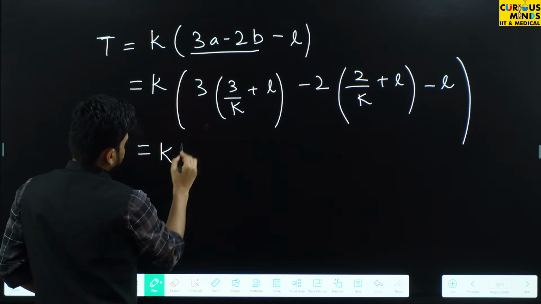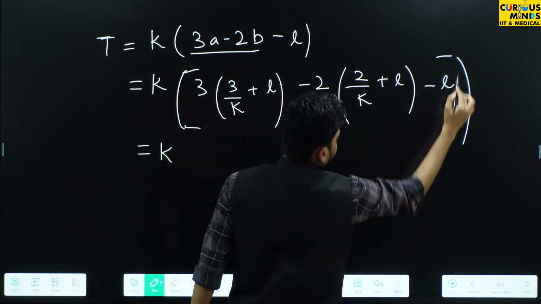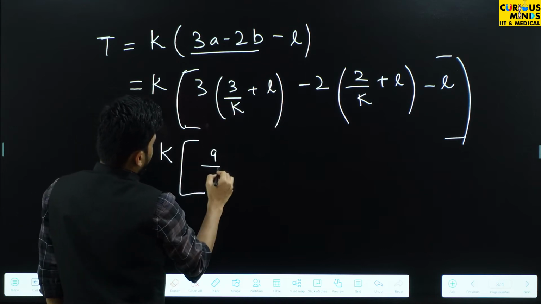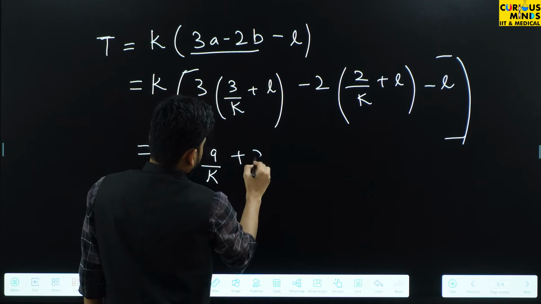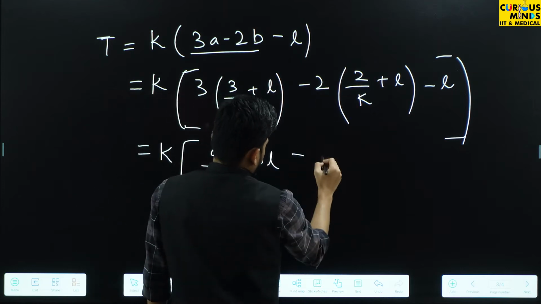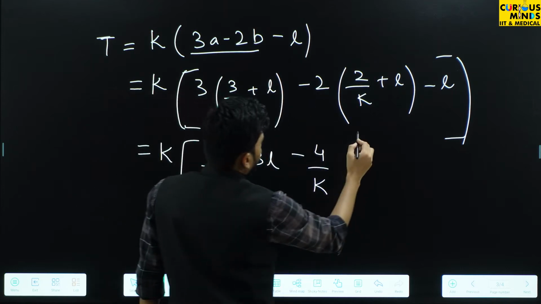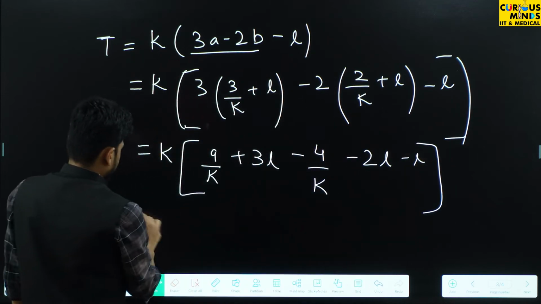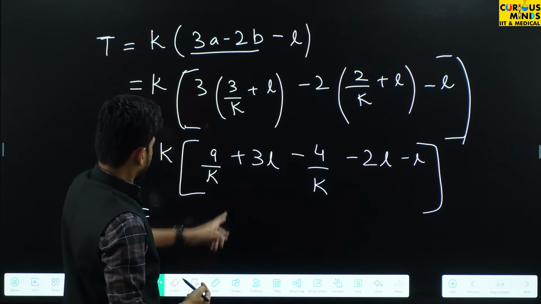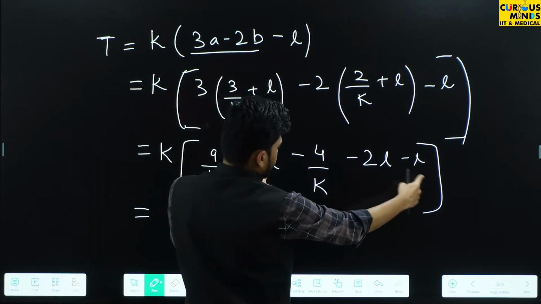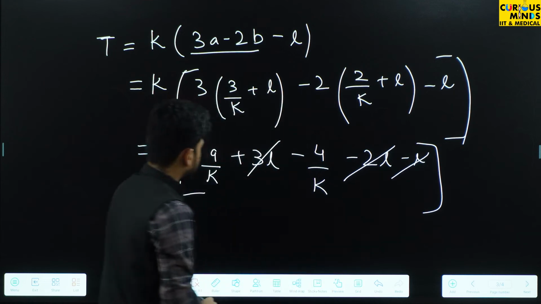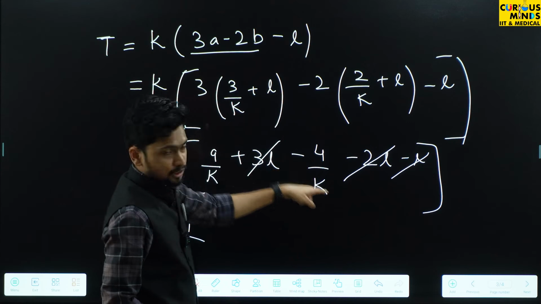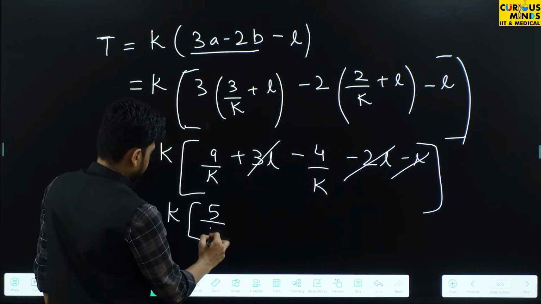So this will be K as it is, with a bigger bracket. Simplifying, it will be 9 by K plus 3L minus 4 by K minus 2L minus L, which can be further simplified. Now this 3L and this minus 3L go out, and what is remaining is 9 by K minus 4 by K, which is nothing but 5 by K.